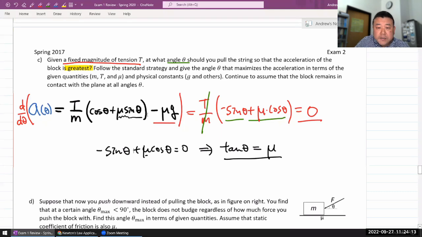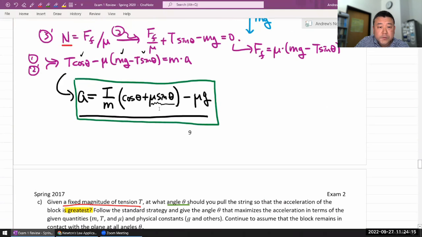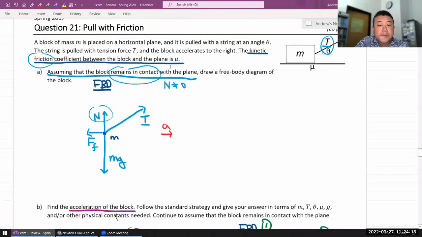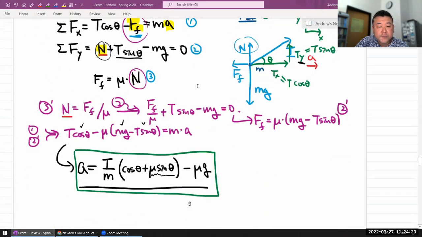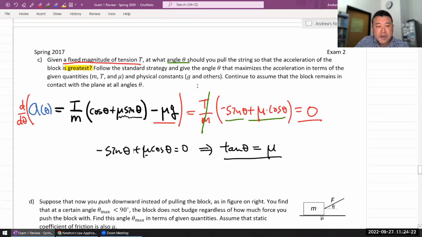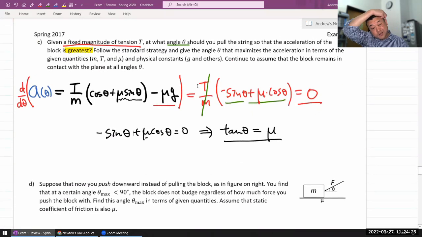Now, were we given the value of mu? Let me check. We were not given a value of mu. So I think I'm going to make an assumption that the angle theta that will maximize acceleration will be an acute angle. And I think that makes physical sense. If you're somehow pulling this at an obtuse angle, then you are accelerating the wrong way. So I think it makes sense. It's going to be an acute angle.